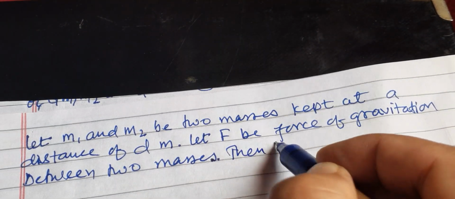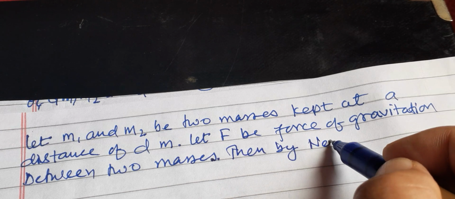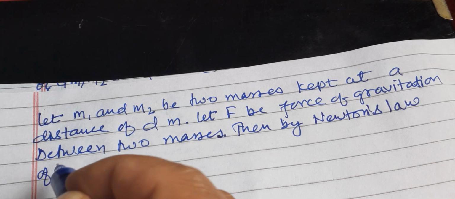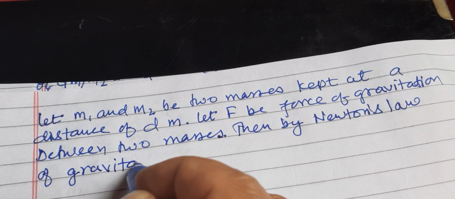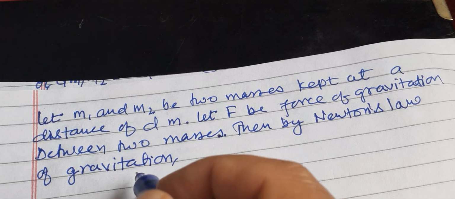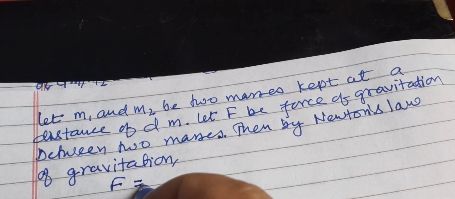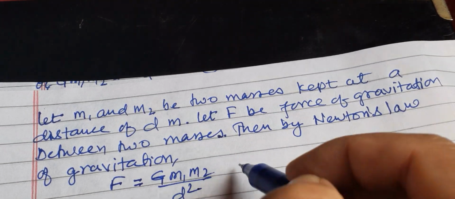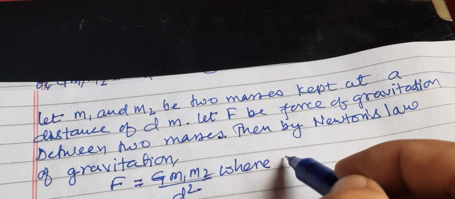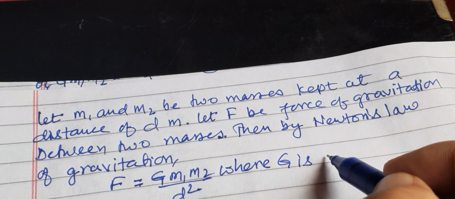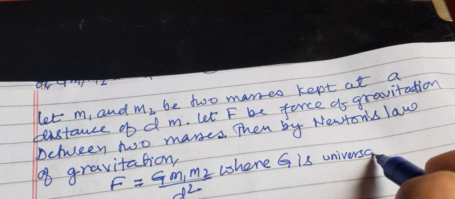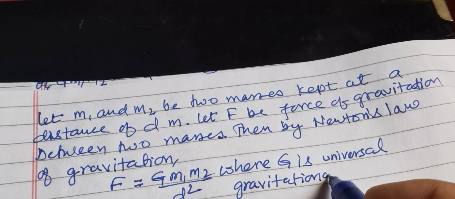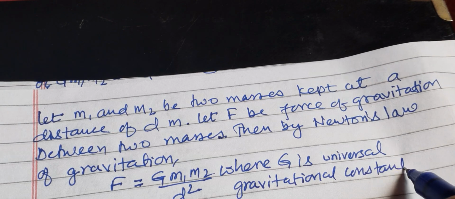Then by Newton's law of gravitation, F equals G times m1 into m2 by d square, where G is the universal gravitational constant.